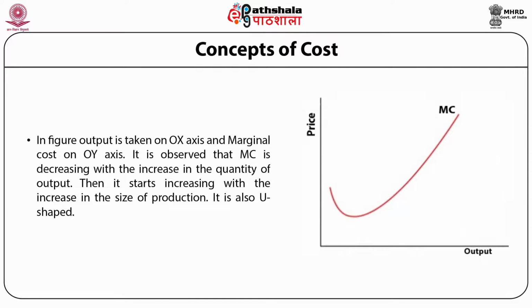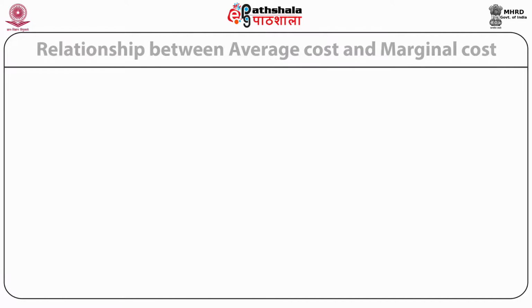In this figure, output is taken on the OX axis and marginal cost on the OY axis. It is observed that MC, that is marginal cost, is decreasing with the increase in the quantity of output. Then it starts increasing with the increase in the size of production. It is also U-shaped.